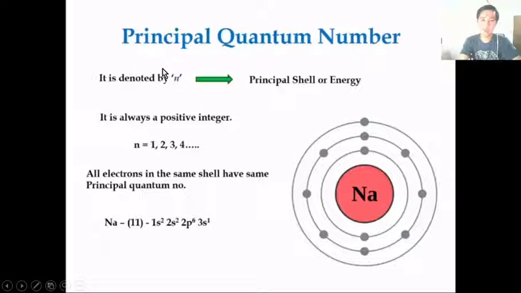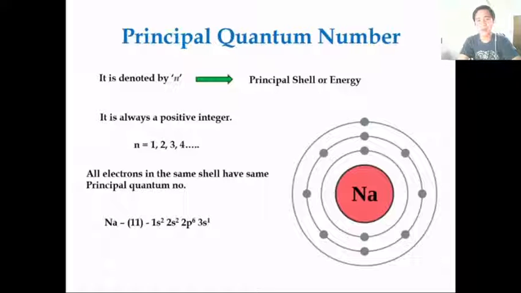Again, when you say principal quantum number, it is denoted by a small letter n, and that n represents the principal shell or the energy level. And the value that n represents would always be a positive integer, where n is equal to 1 or 2 or 3 or 4 and so on.